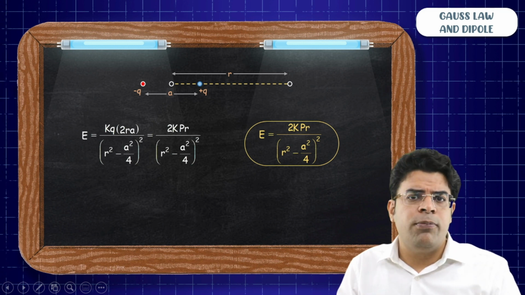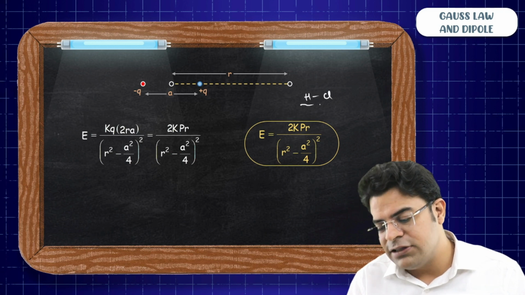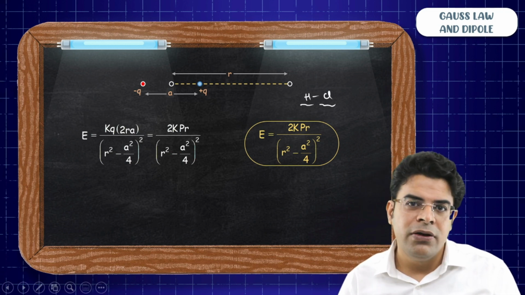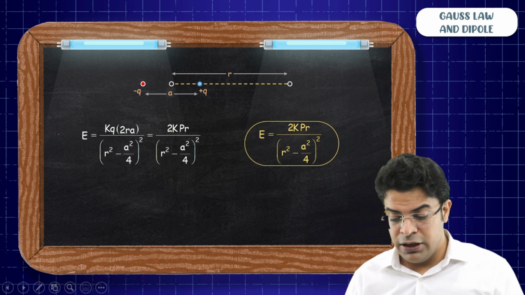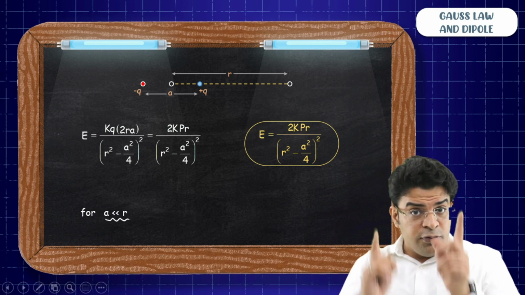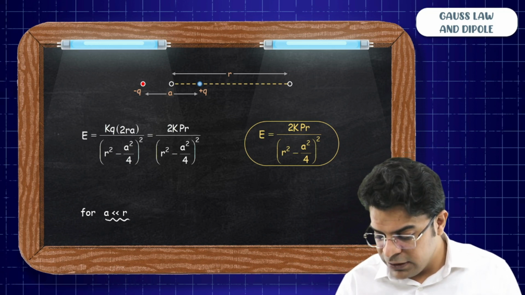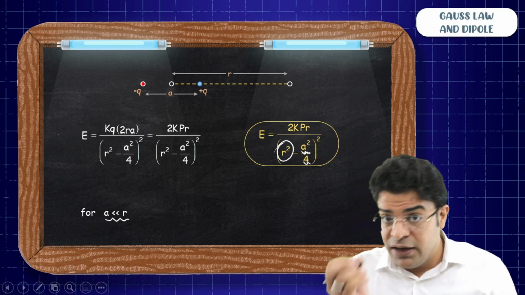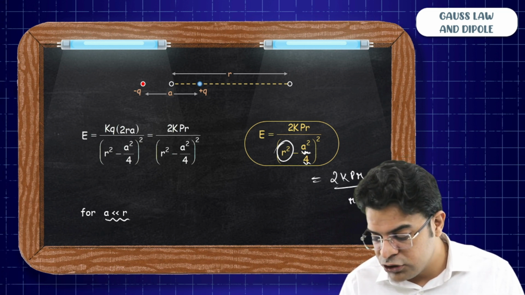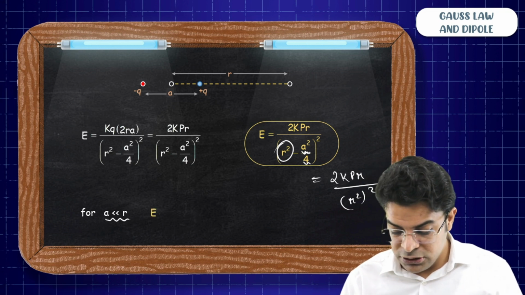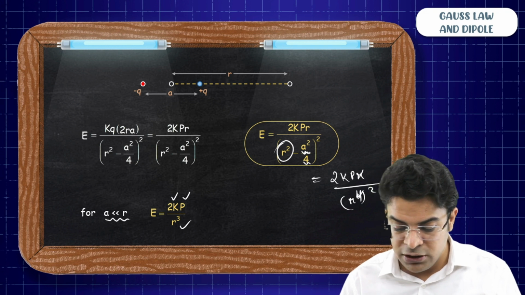But the type of dipoles we have got interest in are short dipoles. Why? Because sir, in HCl molecule, the separation between H and Cl is small. So when we are talking about short dipoles, this length A is really small. So if A is less than R, if your dipole is short, this means that the separation between the charges is small. Then you can neglect this term of A square by 4 in front of R square. So what you get is 2kpr upon R square whole square. So that becomes 2kp by R cube. There is R raised to the power of 4 in denominator, that becomes 2kp by R cube.